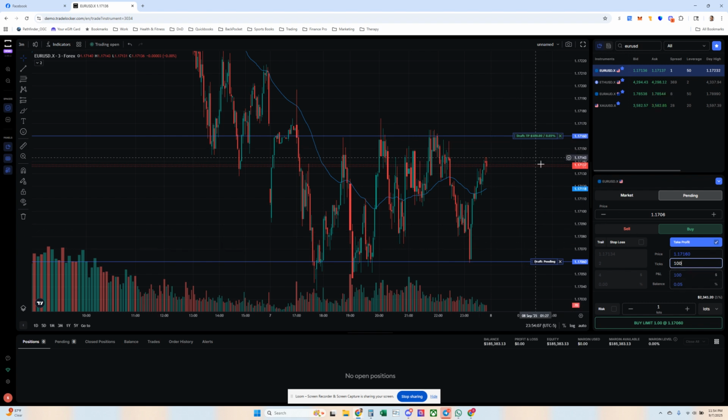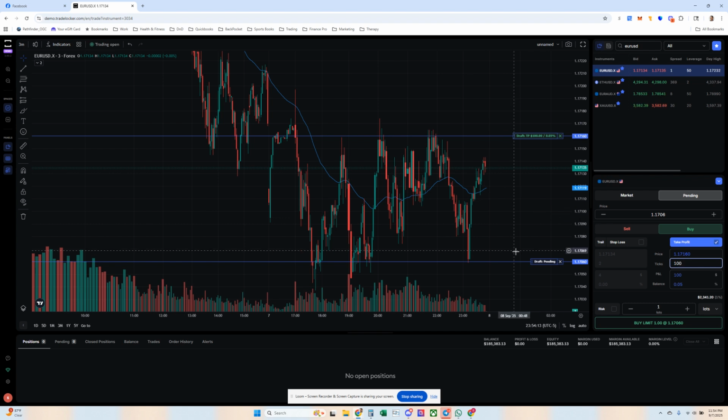So yeah, as we can see, 10 pips or 100 ticks goes from here all the way to here. That's a decent jump. And if you had one lot, that is a dollar amount of $100. So if you have one lot on Euro USD and it moves 10 pips, also known as 100 ticks, then the amount we're talking about is $100.